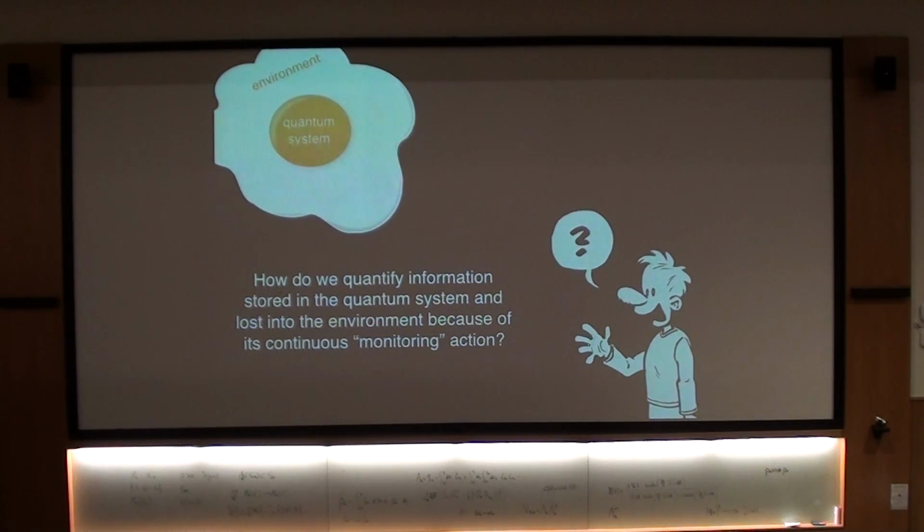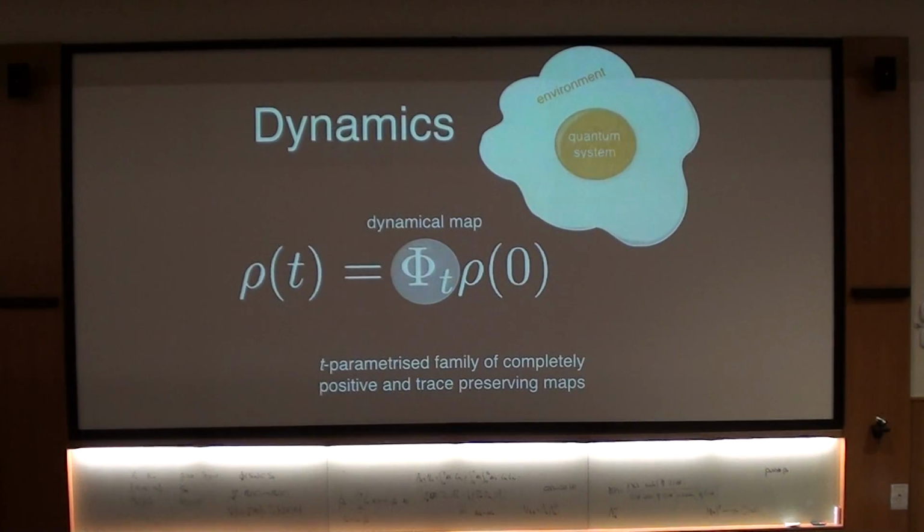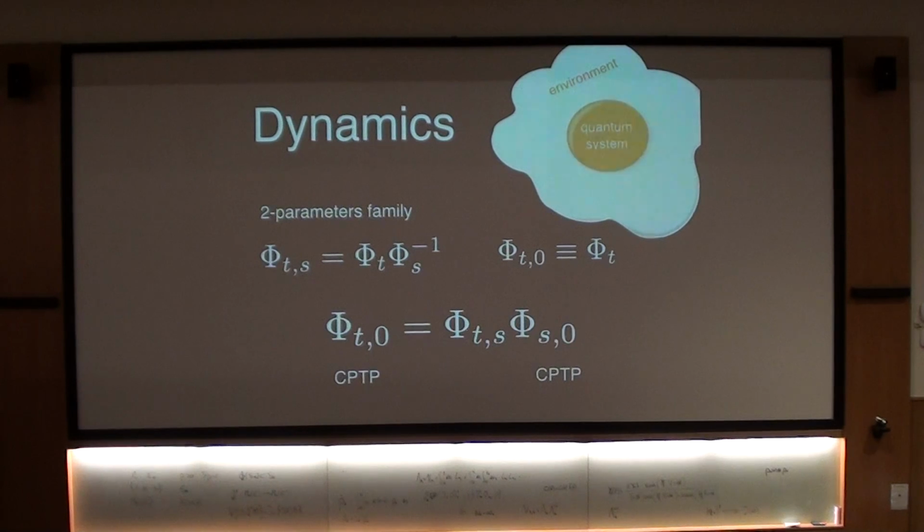This is what they started to do. Okay? What was their aim? To use this quantifier, the trace distance, to study information exchange between system and environment. And the idea is the following. I'm just recalling here, and I will go very briefly because we have already discussed these things: the dynamical map and the divisibility conditions.